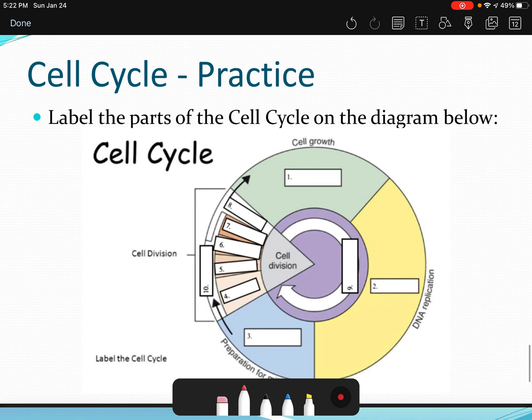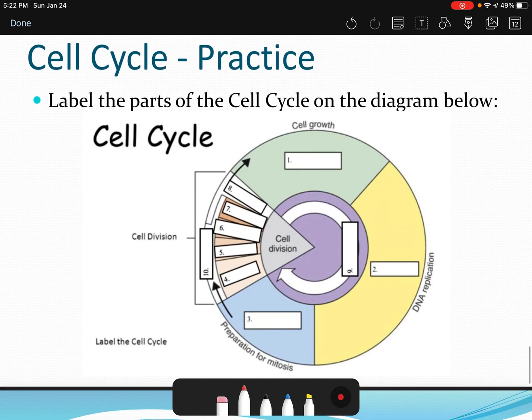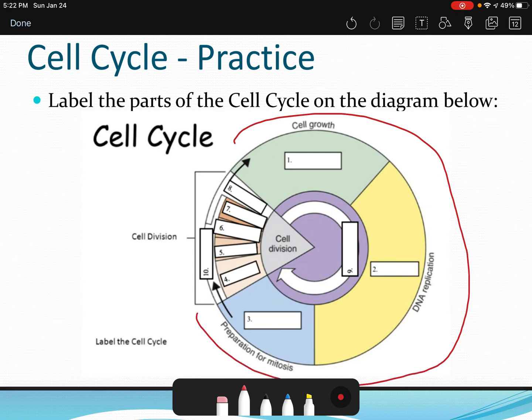So when we look at the whole cell cycle, remember, all of this right here is interphase. That's the first phase of the cell cycle. And so you have organelles being replicated and growth. Right here, you have DNA replication.